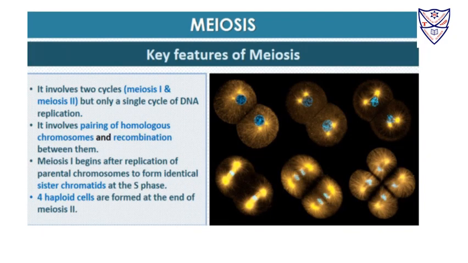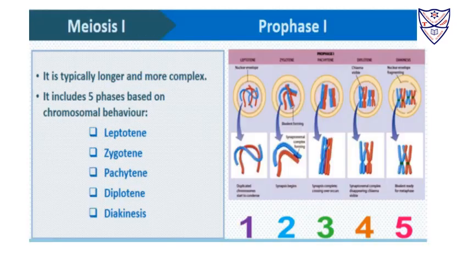Let us look at the key features of meiosis. It involves two cycles, meiosis 1 and meiosis 2, but only a single cycle of DNA replication is present here. There is pairing of homologous chromosomes and recombination between them. That is why we see variation in different organisms. Meiosis 1 begins after replication of the parental chromosomes to form identical sister chromatids at the S phase. And then we have four haploid cells formed at the end of meiosis 2. So let us see what happens during these processes.